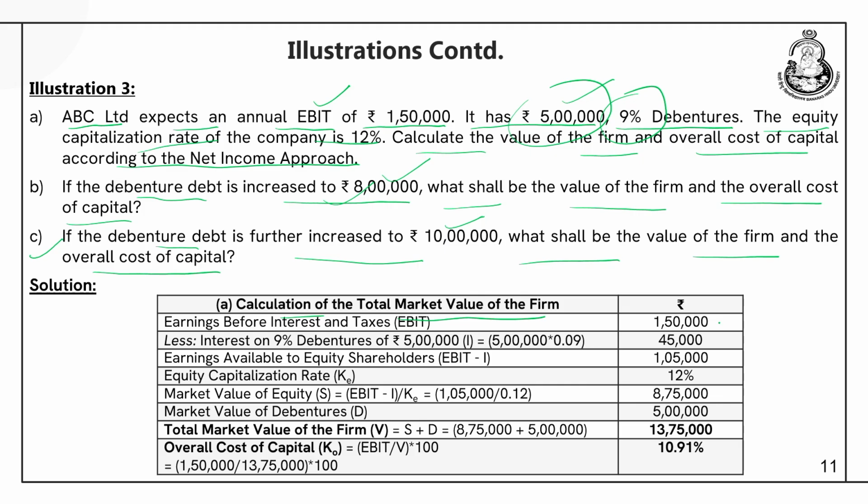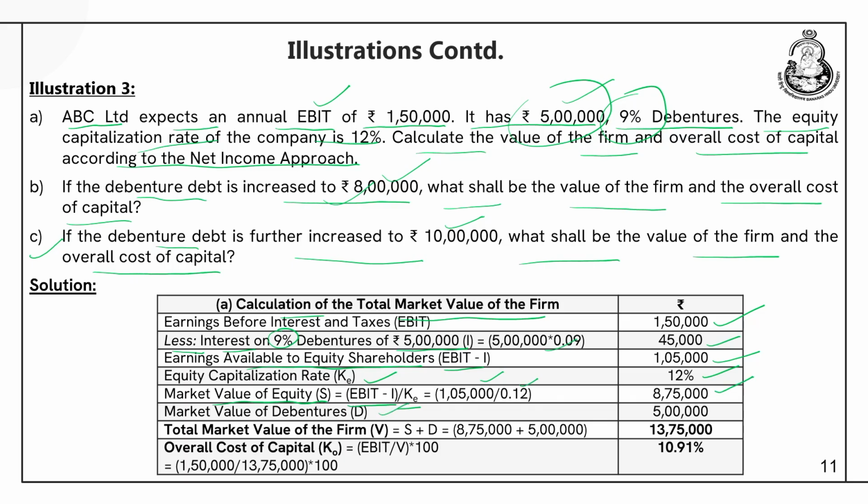So, we start with EBIT, that is the first point that we should start with when a question on leverage or capital structure is there. EBIT is given as 1,50,000 and you deduct the interest on 5 lakh of debentures, and the rate is 9%, right. So, 9% of 5 lakhs is 45,000. Next is earnings available to equity shareholders, that is EBIT minus I, which is 1,05,000. Equity capitalization rate is given as 12%. So, you can calculate the market value of equity using the formula (EBIT minus I) by KE, that is 1,05,000 divided by 12%, this is 8,75,000.